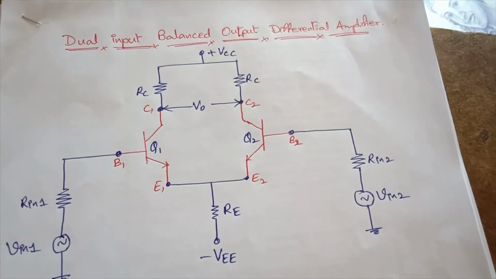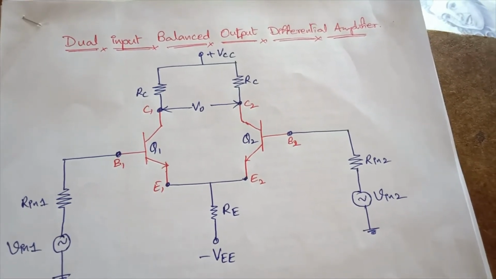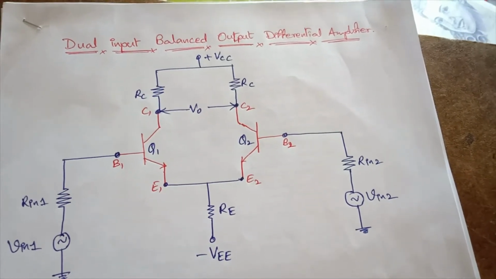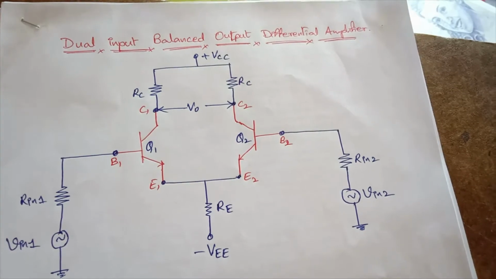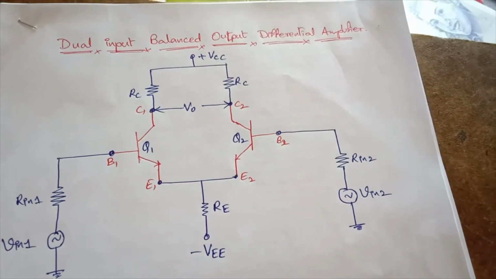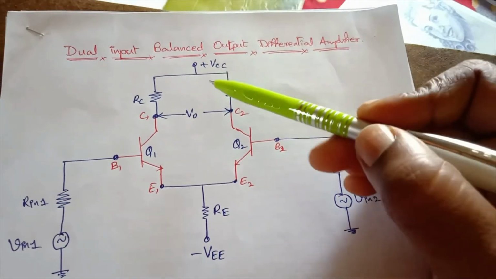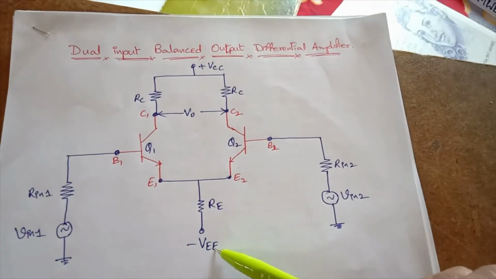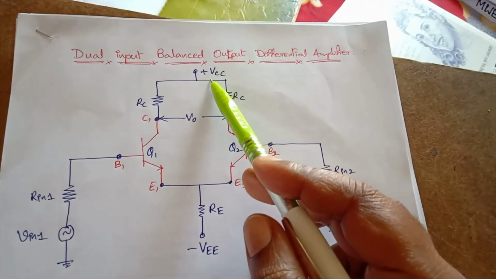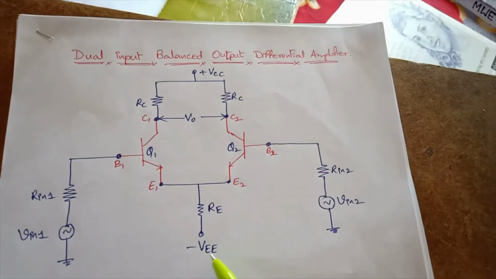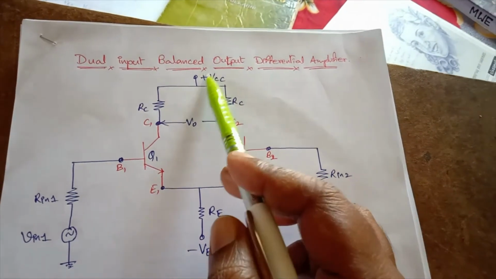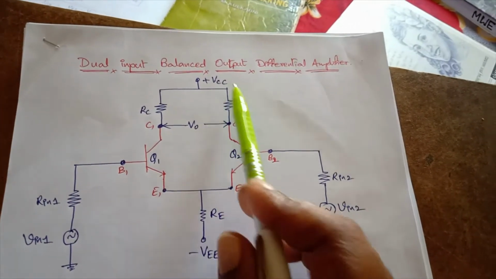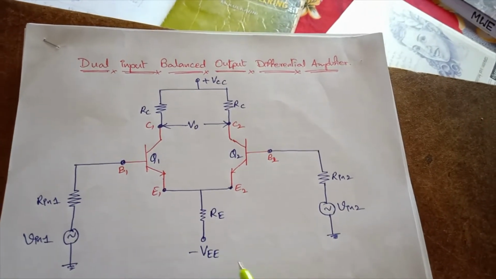Now let us move to AC analysis of the dual input balanced output differential amplifier. In AC analysis, we need to make the DC sources 0. Here we have two DC sources, one is plus VCC and the other one is minus VEE. So plus VCC should be 0 and minus VEE should be 0. Voltage sources should be 0 means they should be grounded. So plus VCC and minus VEE should be grounded.